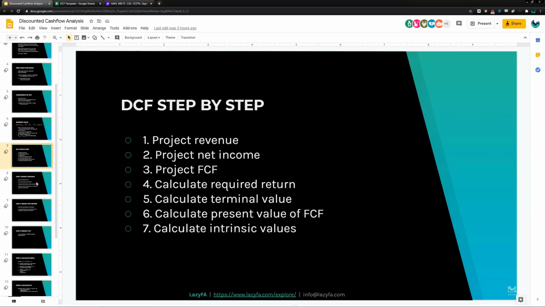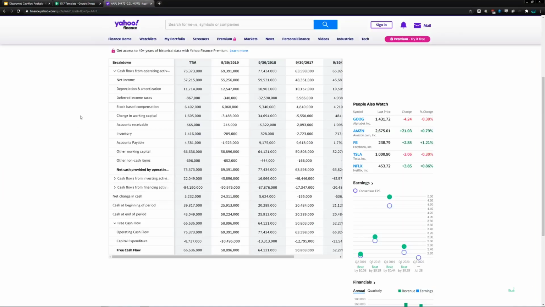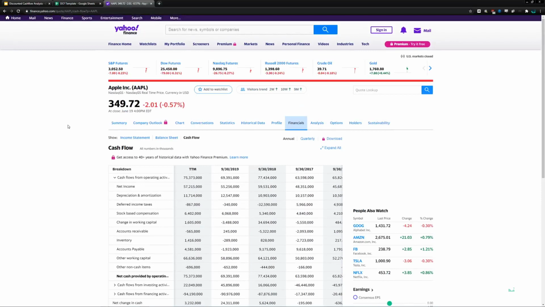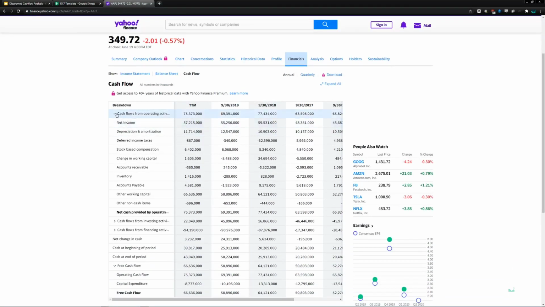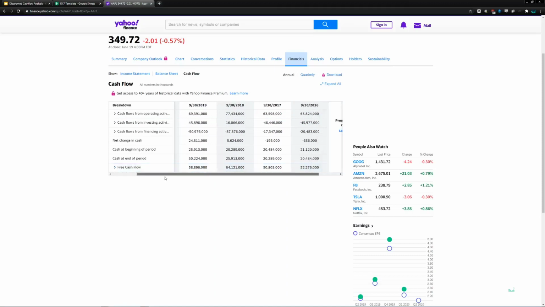So if this seems too opaque right now, we're about to get into the nitty-gritty details, which is pretty simple. So step one, projecting revenue. The first thing that we need to do is collect all of the historical free cash flow. You can do this on Yahoo Finance or just by looking at the financial statements. And it's really simple here because Yahoo Finance breaks it down for you.